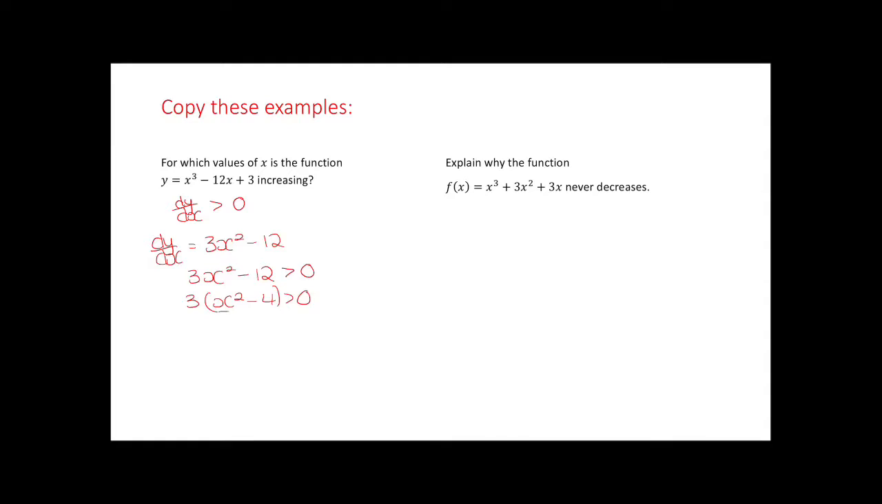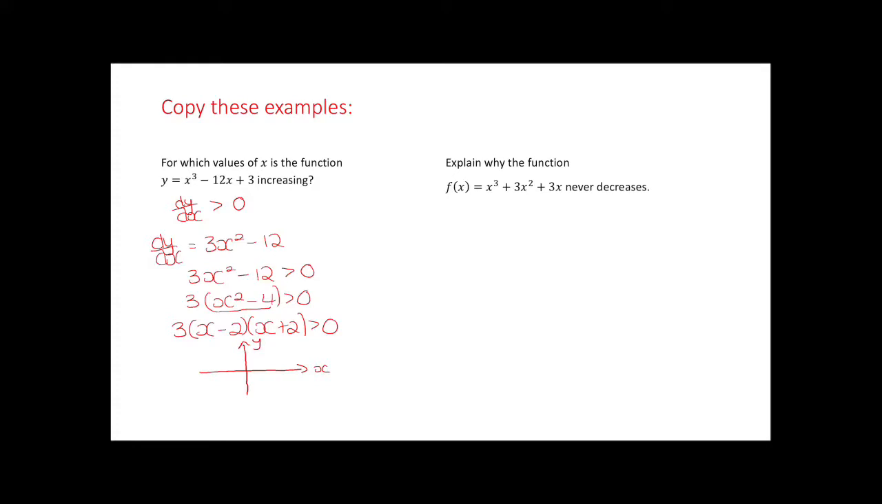Now that's not a trinomial, but it is a difference of 2 squares because 4 is just 2 times 2. So we can keep going and split that into x minus 2 and x plus 2 must be greater than 0. So think back to your polynomials topic. We can now put this into a sketch so that we can find our inequality.